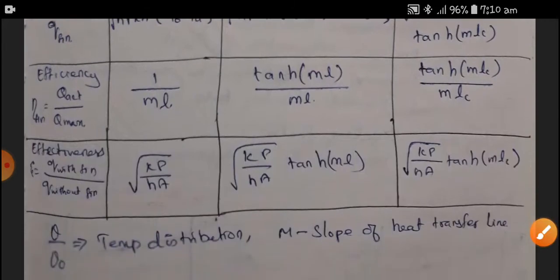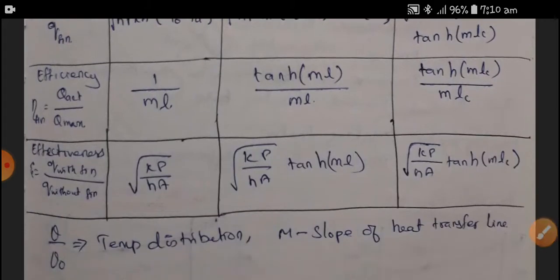The efficiency is the ratio of actual heat transfer to the maximum heat transfer. The efficiency of the fins is defined as the ratio of actual heat transfer to the maximum heat transfer, where for the infinitely long fins the efficiency is equal to 1 by m into L, for the finite length tanh ml divided by ml, and for non-insulated tip tanh m Lc divided by m into Lc.